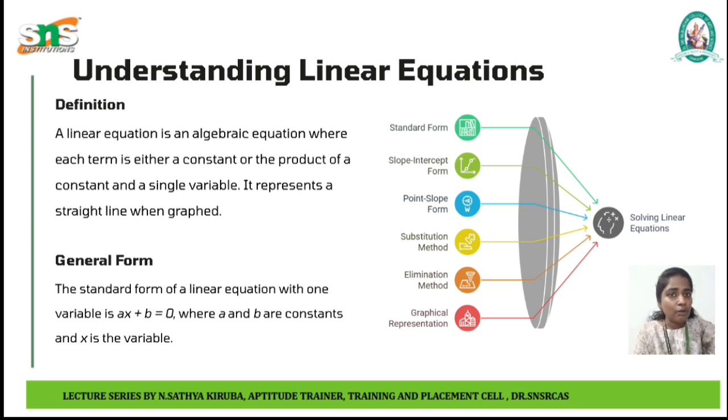The standard format is ax plus b equal to 0. That is what I said, 3x plus 5 equal to 0, where a and b are the constants and x is the variable. This will have standard form, slope intercept form, and point slope form. You will be understanding it in the forthcoming classes.